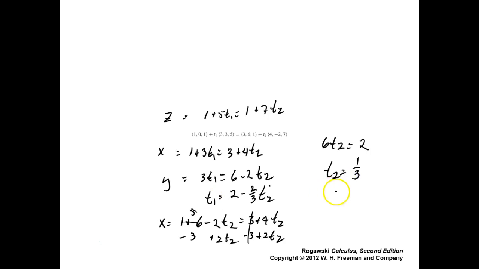And plug that in here. T1 is equal to 2 minus 2/3 times 1/3. So that would be 2 minus 2/9, which would be 18/9, that would be 16/9. Okay?